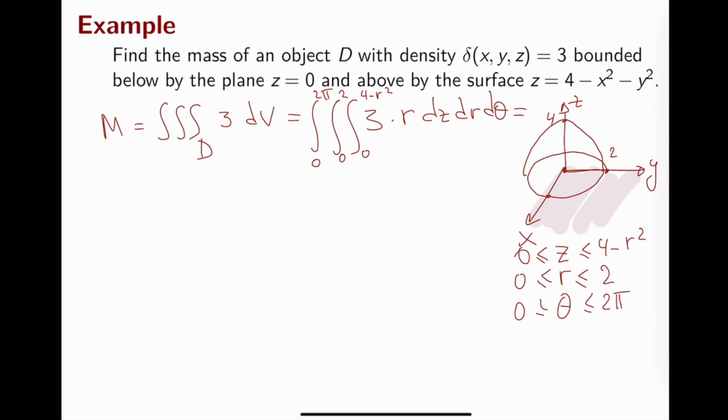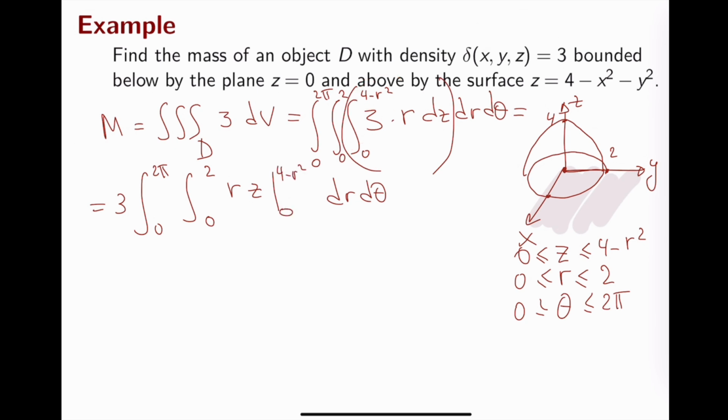Okay, once we set up the integral, we are going to have the constant going outside of the integral. This is going to be 3 times the integral between 0 and 2 pi, and the integral between 0 and 2. Remember that first we need to do the innermost integral, so we're going to have dr d theta, but inside here we are now solving the integral of r dz. So r is a constant with respect to z, and so the integral is just rz, evaluated between 0 and 4 minus r squared.